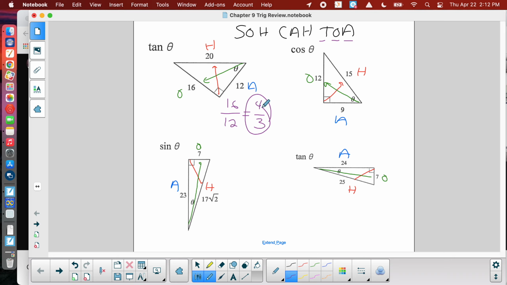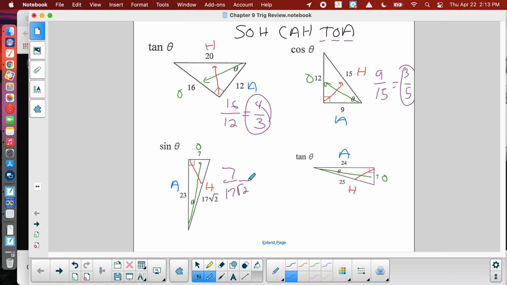Cosine is adjacent over hypotenuse. The adjacent we identified as 9. The hypotenuse is 15, so that's 9 over 15, which is 3/5 reduced. Sine here is opposite over hypotenuse, or 7 over 17 root 2. Most of your calculators are going to handle simplifying that just fine. You could use your fraction key, 7 divided by 17 root 2, and hit equals, and it will give you your simplified fraction. Yours will not.